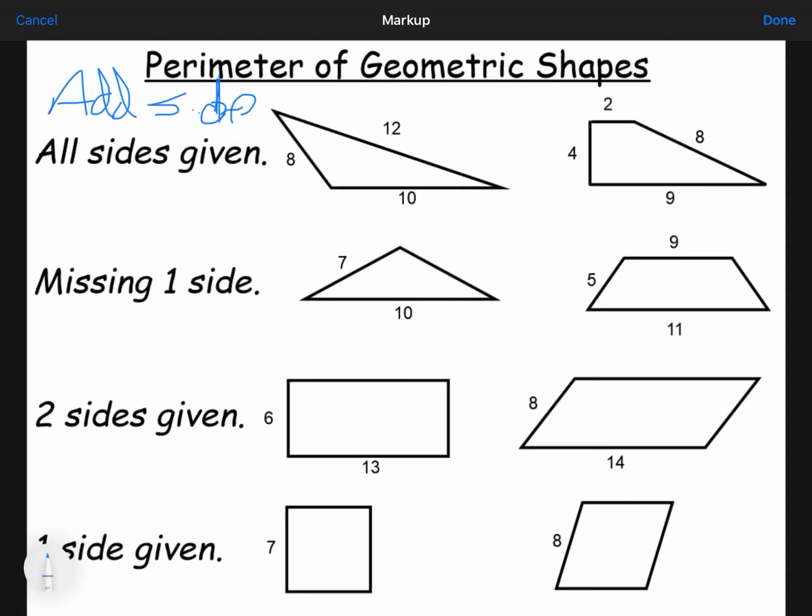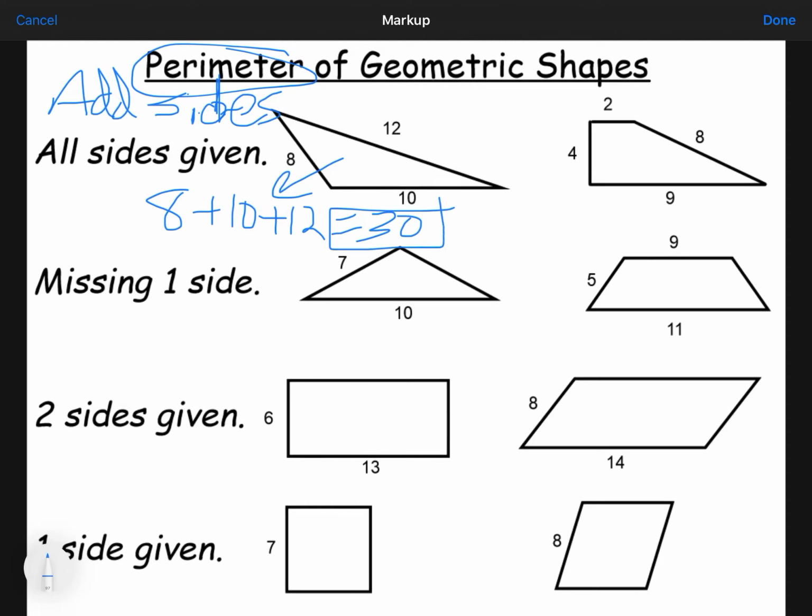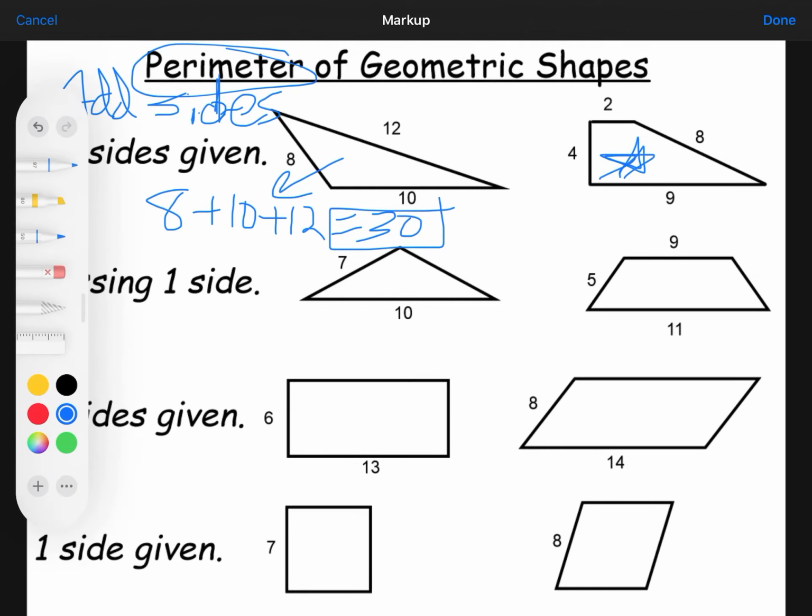Excuse my spelling and handwriting here. When it means add all the sides, literally all you do to find the perimeter is add up all the sides. If it's a triangle with 3 different sides, you add up the 3 sides of the triangle. In this case, we get 30. It's the same thing for the trapezoid: add up the 4 sides and get whatever number that would be.